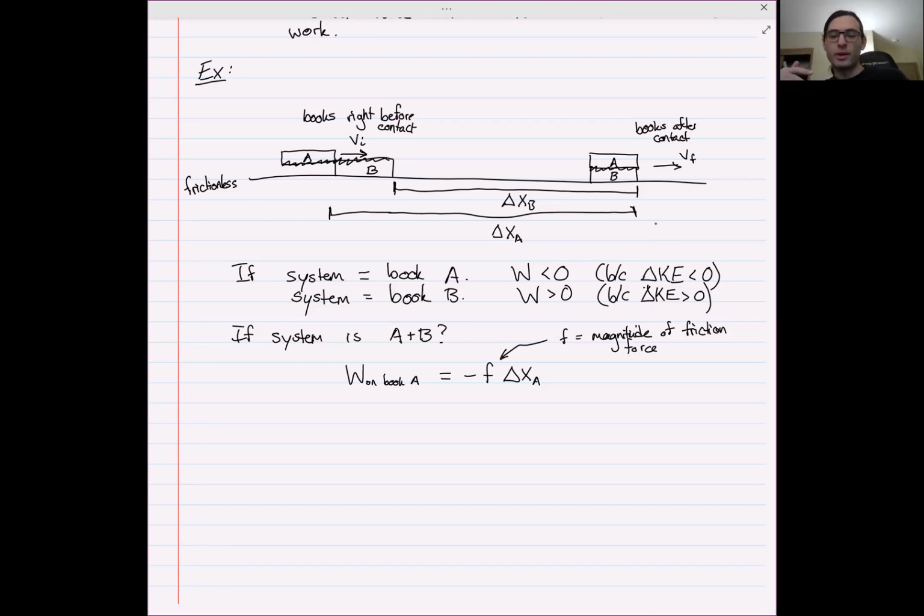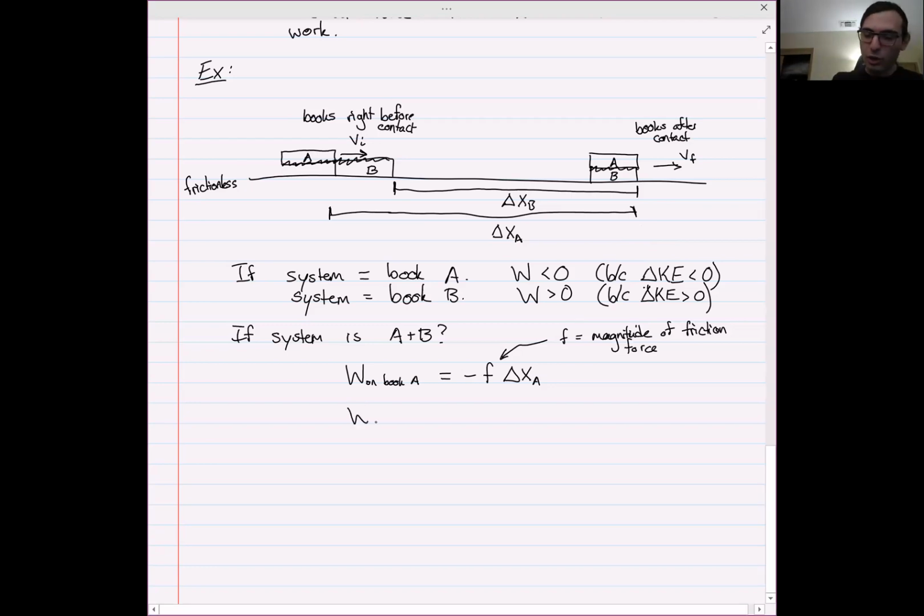And we know that the work should have magnitude just the force times the distance because they're in the same direction as the distance traveled and they're constant. And so we just stick a negative sign in front. So this is the work done on book A because we know the work is negative, we know the magnitude of the force, we know the distance traveled.